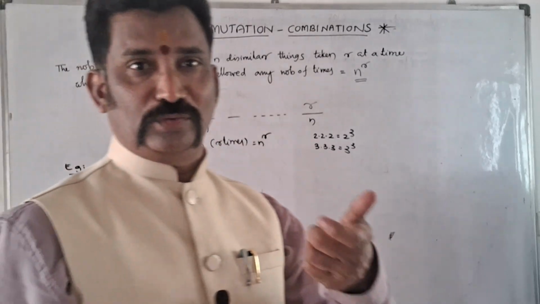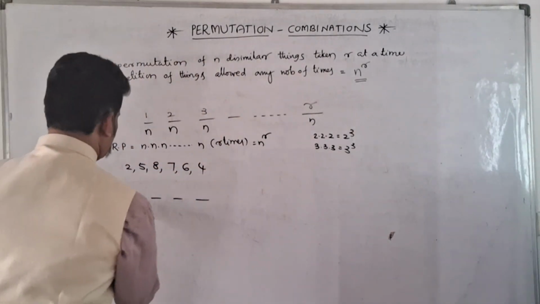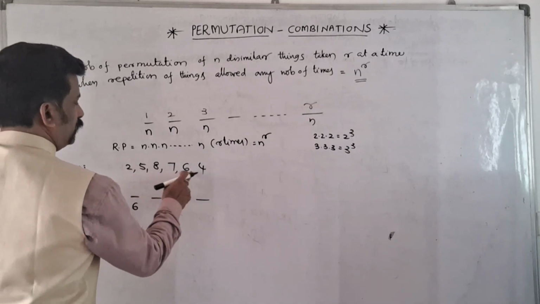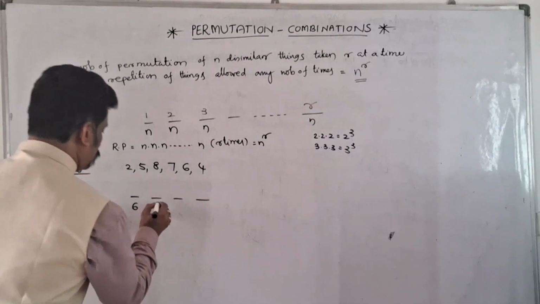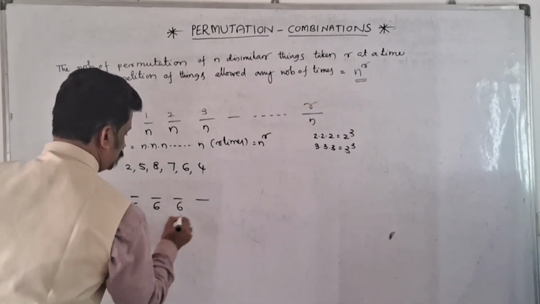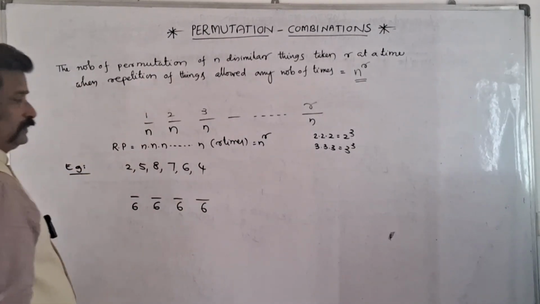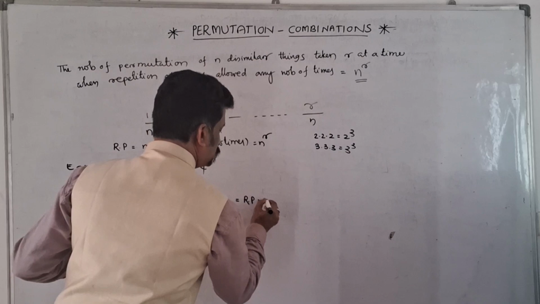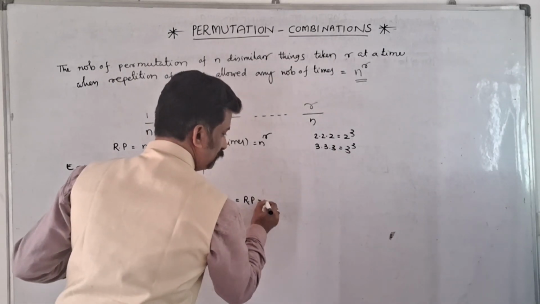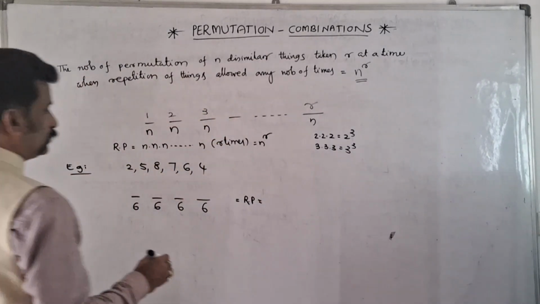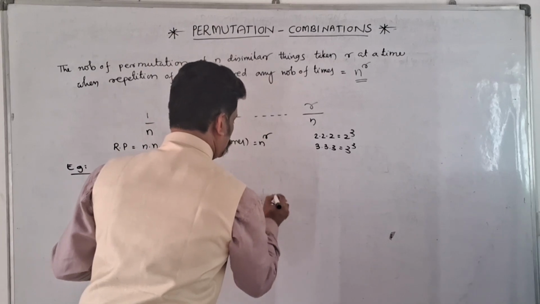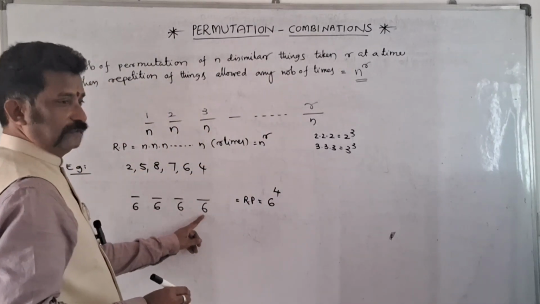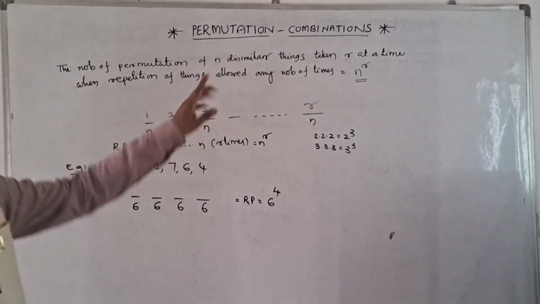Repetition is allowed. So the first place can be occupied by any of 6 digits: 1, 2, 3, 4, 5, 6. Second also 6. Third also 6. Fourth also 6. So the required permutation is n, where n is equal to 6. This is equal to 6 power 4, that is 6 into 6 into 6 into 6. n power r.